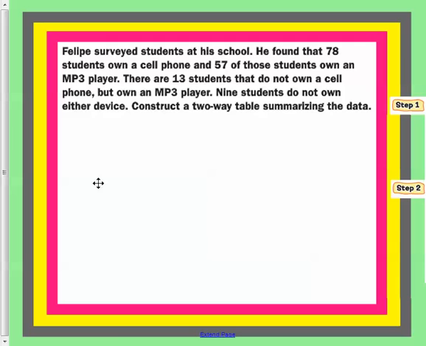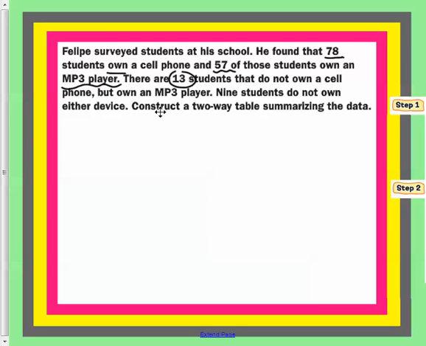Okay, so how do we create one? Philippe surveyed students at his school. He found that 78 students own a cell phone. 57 of those students own an MP3 player. There are 13 students that do not own a cell phone, but own an MP3 player. 9 students do not own either device. Okay, that's a lot of information.